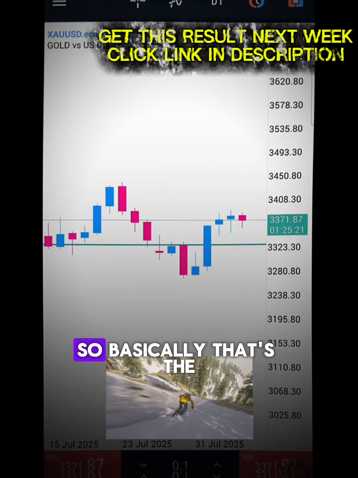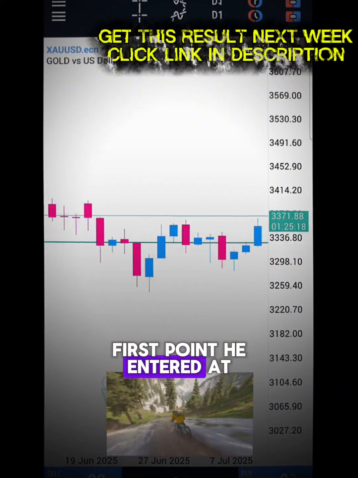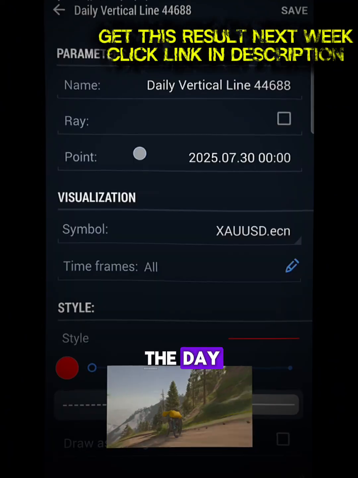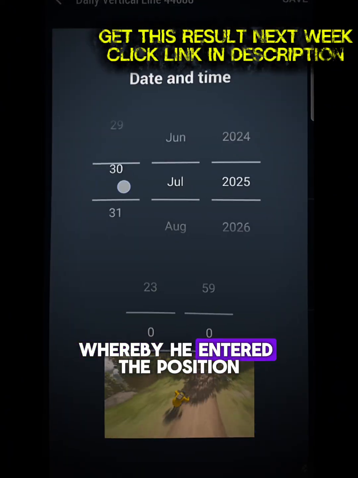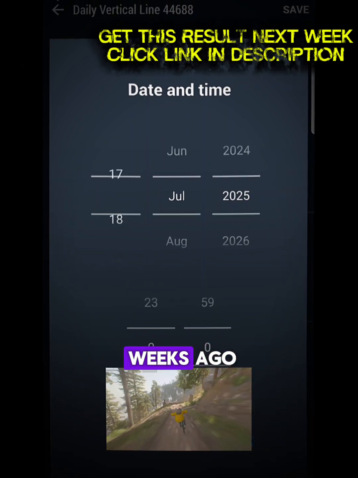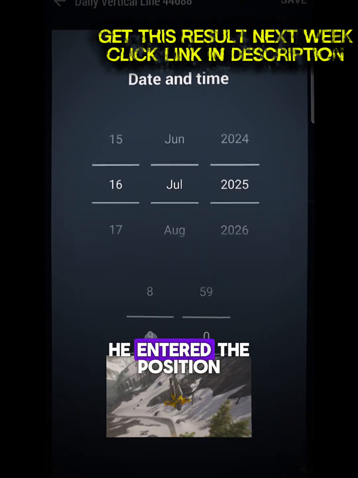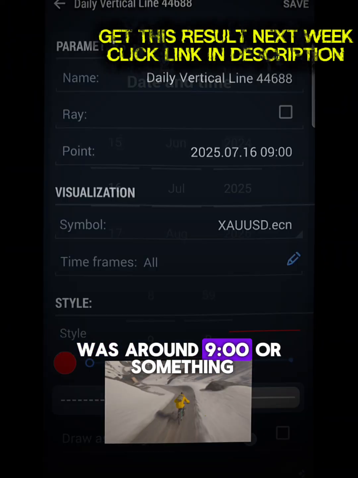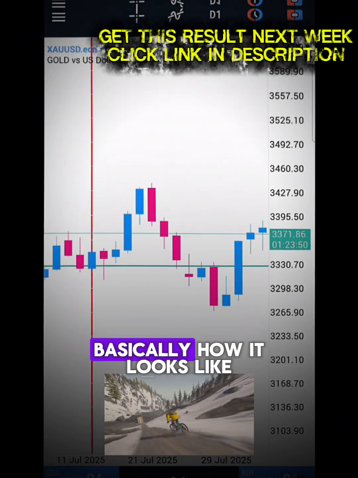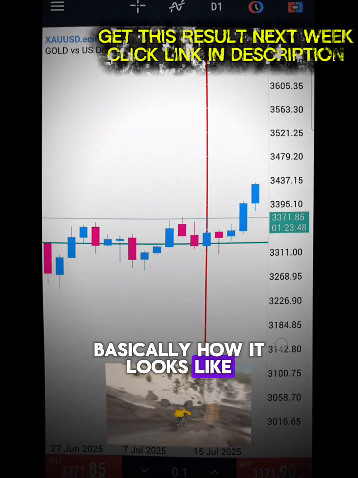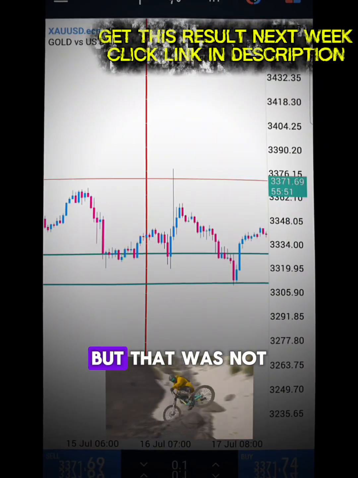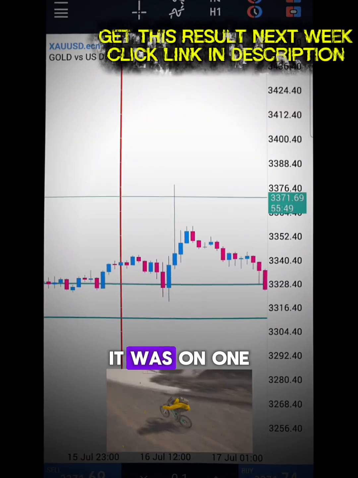332840. So basically that's the first point he entered, and then I'm going to go back to the day whereby he entered the position, which is basically a few weeks ago. That's literally on the 16th of July, and the time he entered the position was around 9 o'clock or something. This is basically how it looks on the 1 day time frame, but that was not the time frame he was on. He was on the 1 hour time frame.